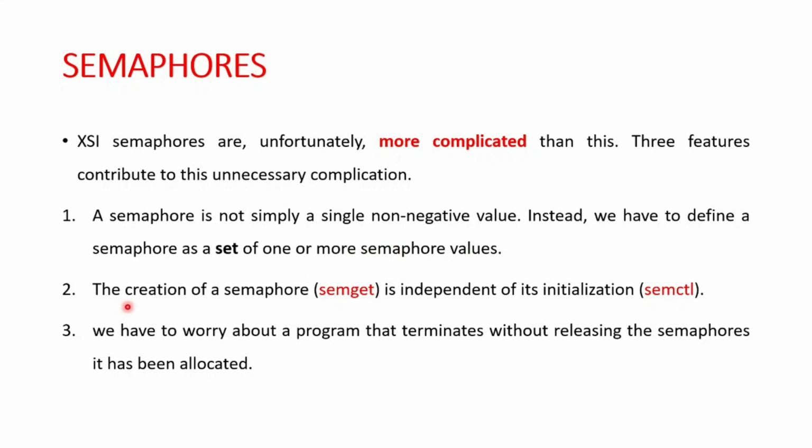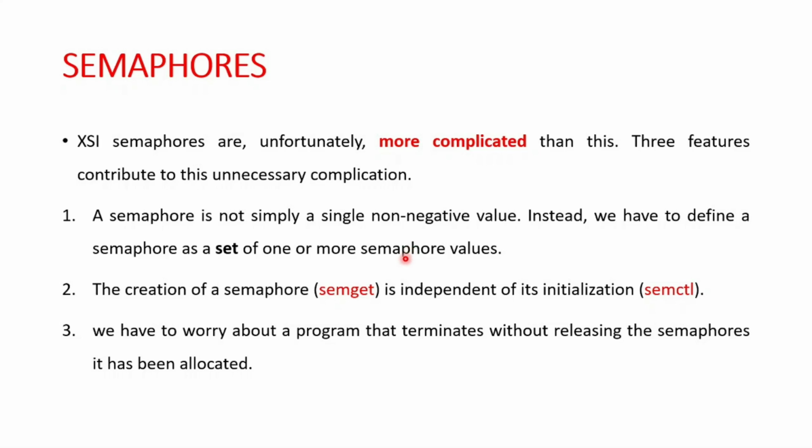The second one is that the creation of a semaphore, which is done using the semget function, is independent of its initialization, which is done using the semctl function. This is a fatal flaw, since we cannot atomically create a new semaphore and initialize the values of the semaphore set. It is not possible, because we make use of 2 different functions for creation and initialization.